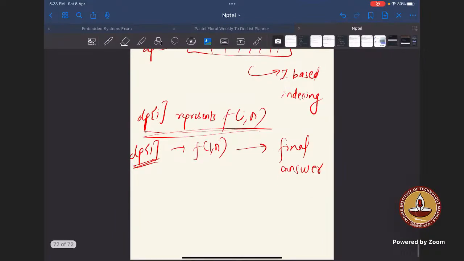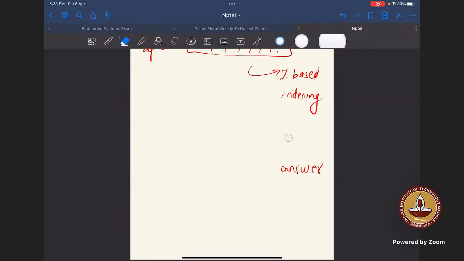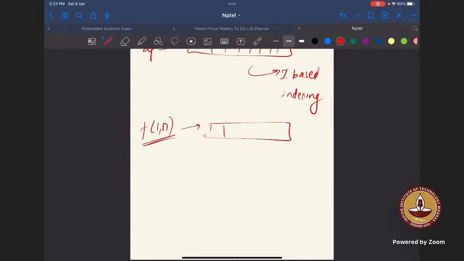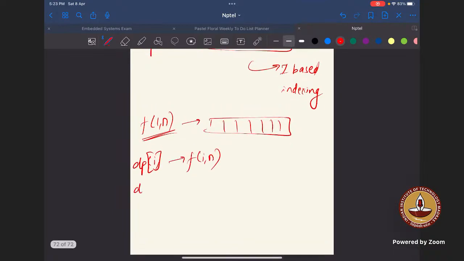Yeah, okay, let's forget these things. I'm considering f of 1 comma n, which gives the answer for the whole array, right? So let's say if dp of i represents f of i comma n, then what will dp of n tell us about? Dp of n will represent f of n comma n, which is only the last element, right?